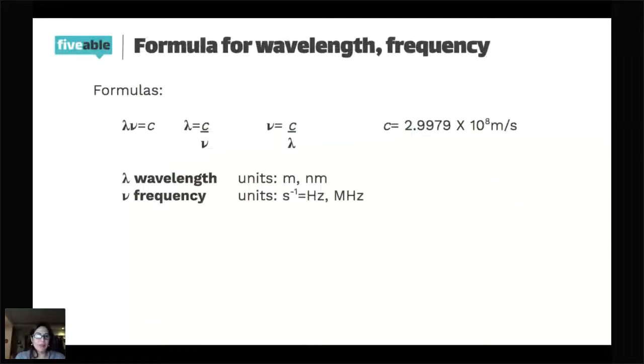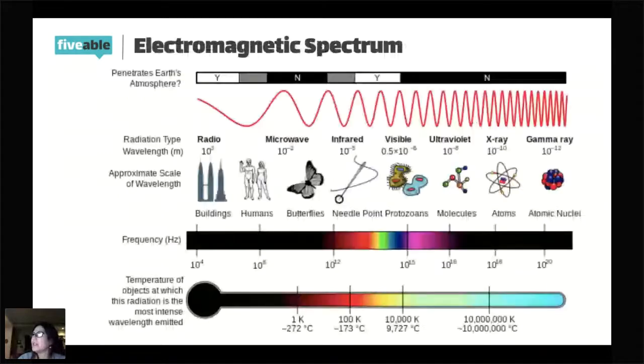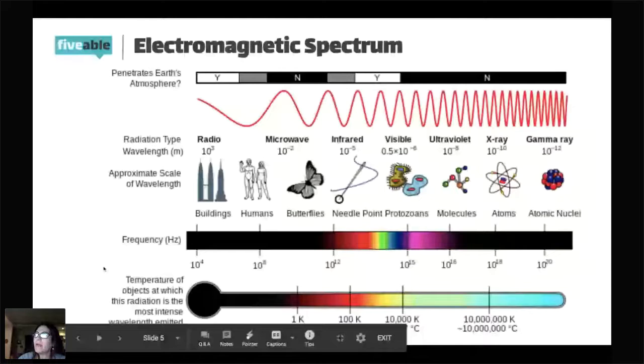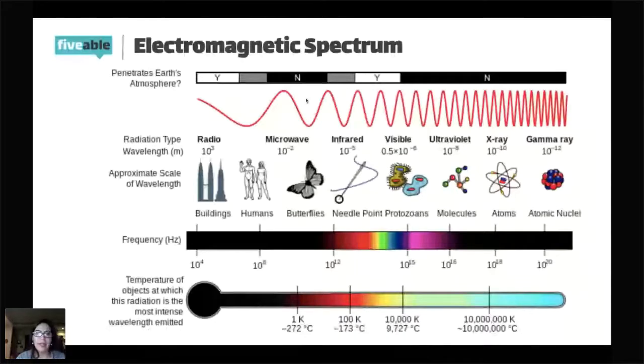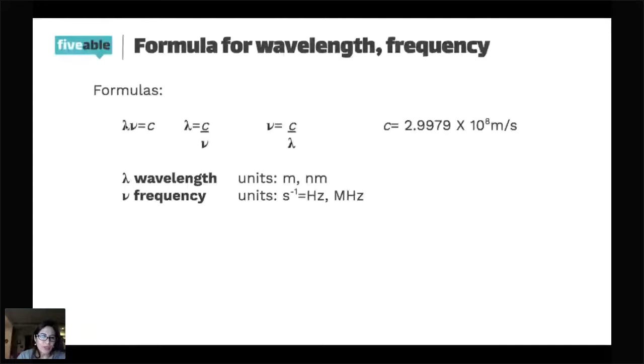For example, if they ask us, the formulas for wavelength and frequency are these ones. We know that the higher the frequency, the smaller the wavelength, and the other way around, the longer the wavelength, the lower the frequency. So we know that wavelength and frequency are inversely proportional to each other. If one increases, the other decreases.